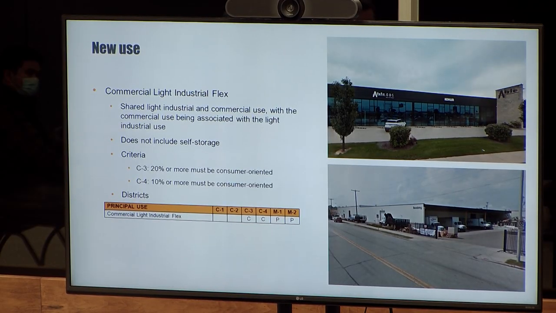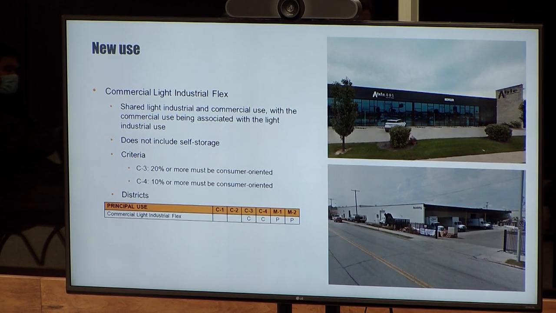We'll also be introducing a new use called commercial light industrial flex. So we really like the example of Able and Kohler over on Highway 100, where they have the showroom in the front and the distribution center in the back. So the definition is shared light industrial and commercial use, with the commercial use being associated with the light industrial use. We want to make sure that we don't include self-storage into this definition. So those will be not allowed within this new use.